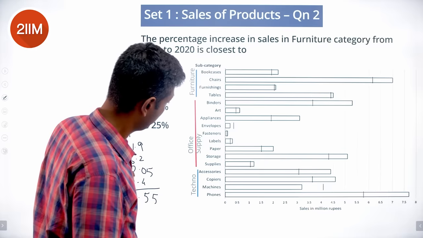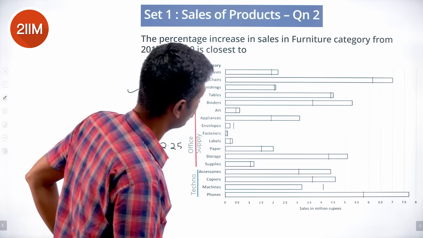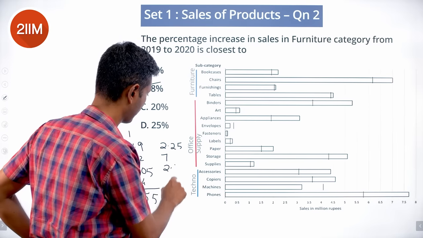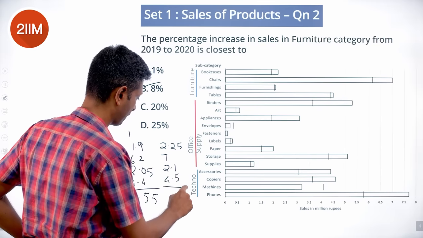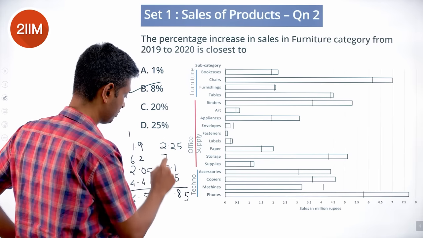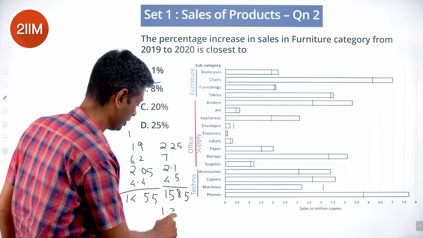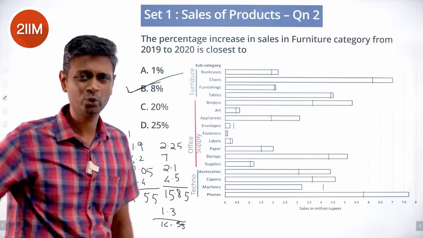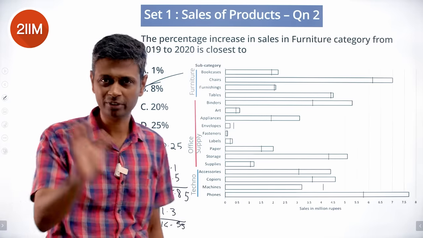The 2020 numbers: this is 2.25. 6.2 becomes 7. 2.05 becomes 2.1. 4.4 becomes 4.5. Fine. The total is 15.85. 14.55 to 15.85, an increase of 1.3 over 14.55. Little less than 10%, going for 8%. You can guess, you can take a punt. It is more than 1, it's definitely not 20 or 25, therefore 8%.